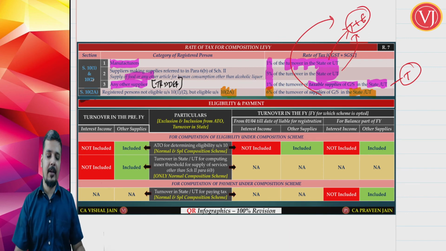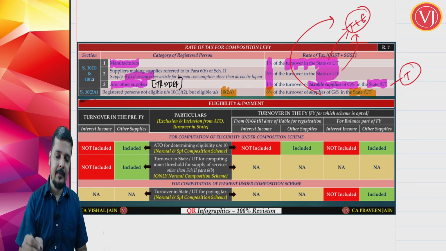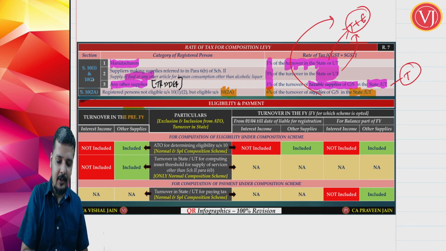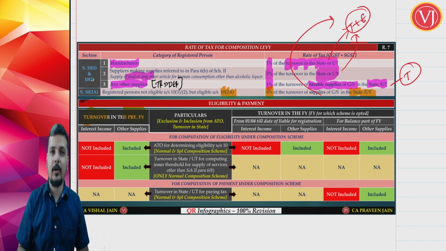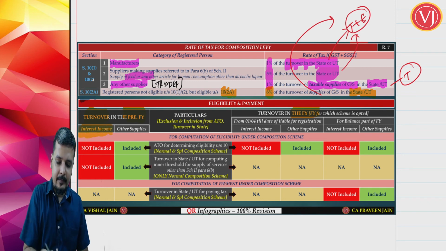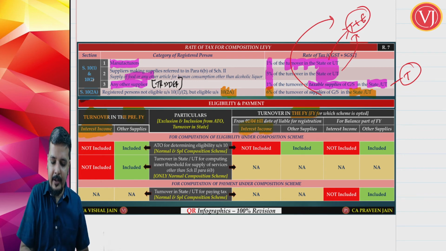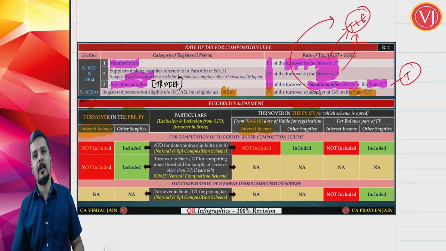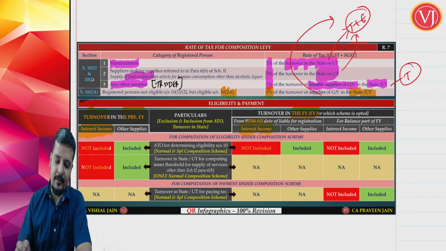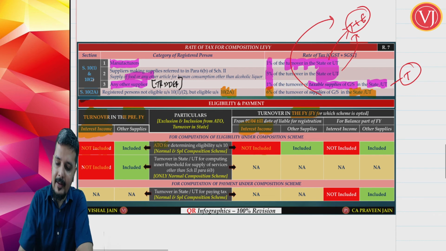Interest income, whether you are talking about preceding financial year turnover, what to include, what not to include, or whether you are talking about current financial year turnover, interest income is not at all considered. Interest income is not at all included, which means assume as if there is no interest income. Now you may ask, what are the categories? First, aggregate turnover for determining the eligibility.